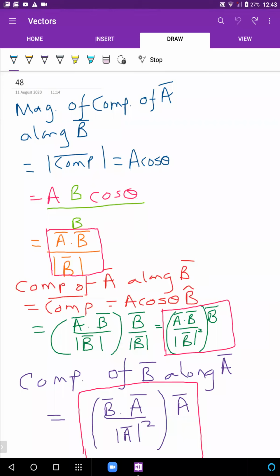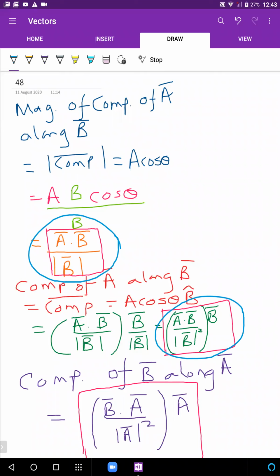Projection is just another word for component. So if anyone asks for component or projection, technically you're supposed to find the entire vector. Only when they say magnitude, you're expected to find the magnitude.